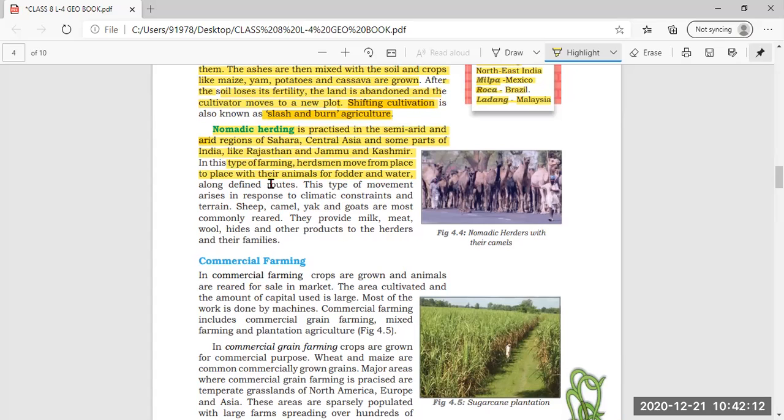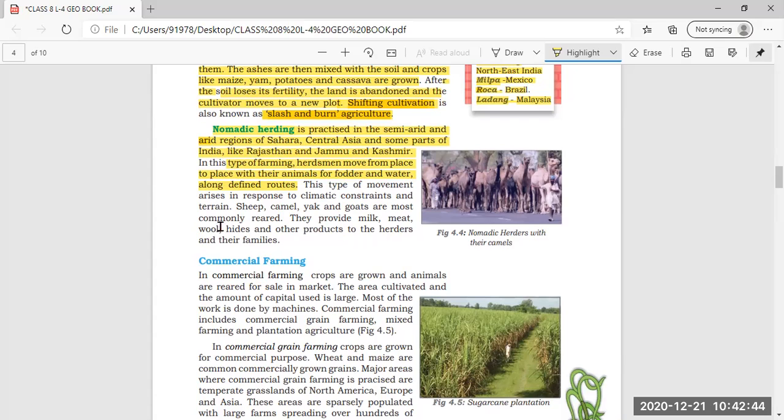So you can underline this. What is nomadic herding? Nomadic herding is a type of farming where herdsmen move from place to place with the animals for fodder and water along defined routes. Fodder means animal food. Definite routes are there on which these herdsmen move from one place to another with their animals in search of food and water for their animals.